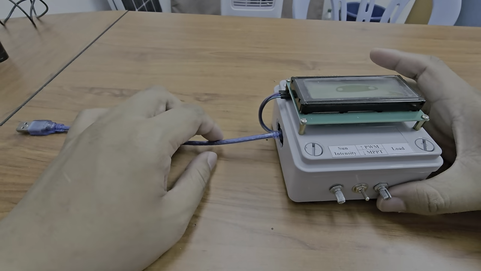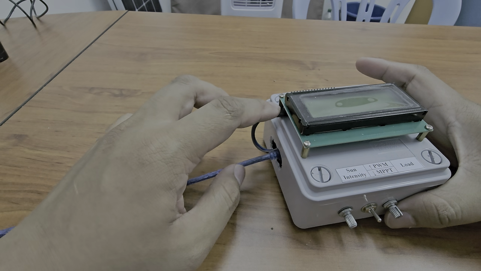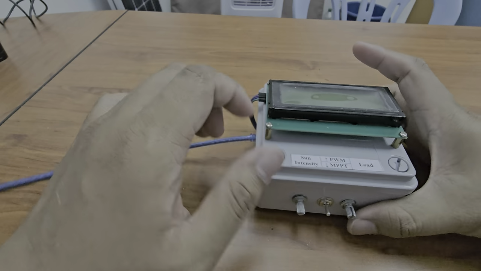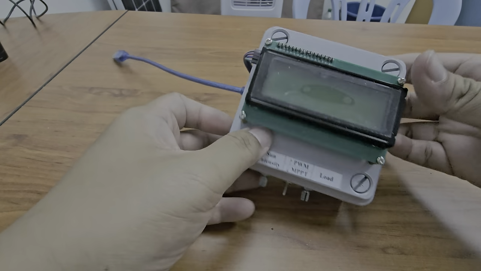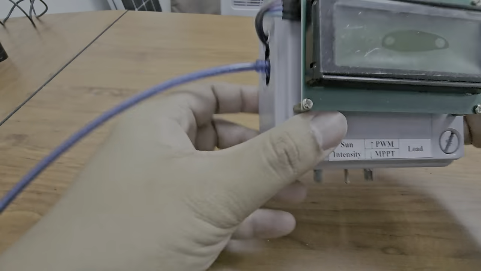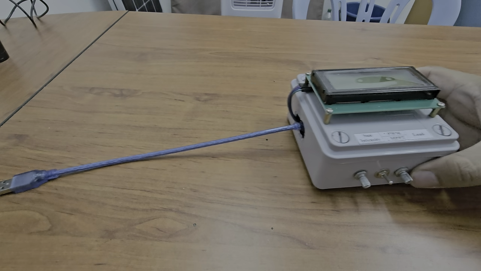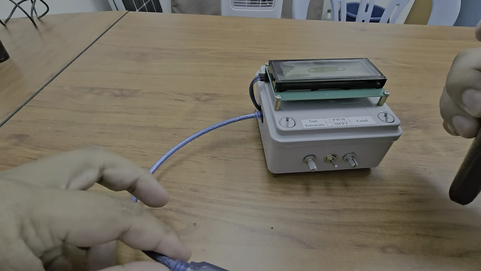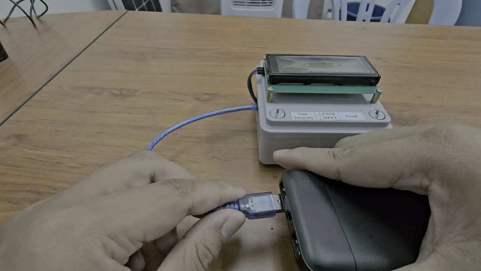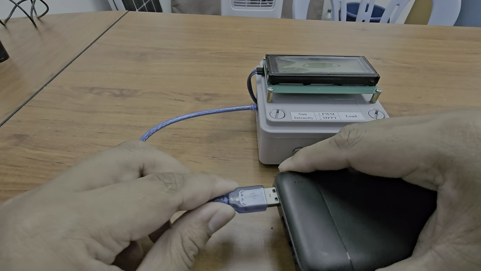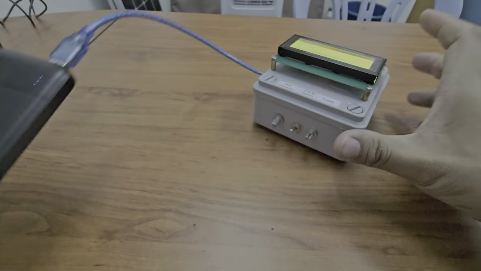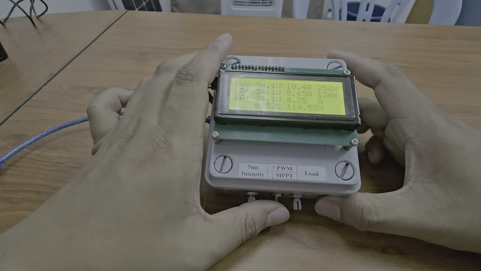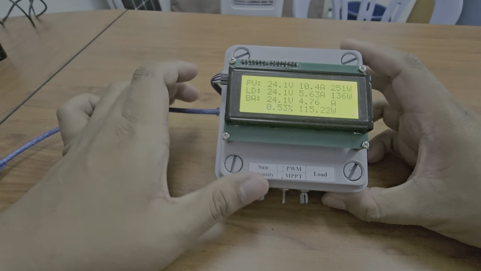Be careful, this is not too tight, so don't take it out. Like I said before, you can look at the manual at the back. To power it, you can just use a power bank. Let me connect this. When you connect this, it will run automatically. We start with the PWM first.